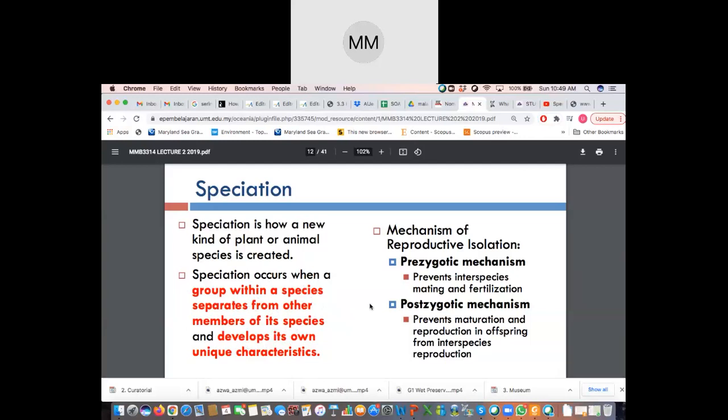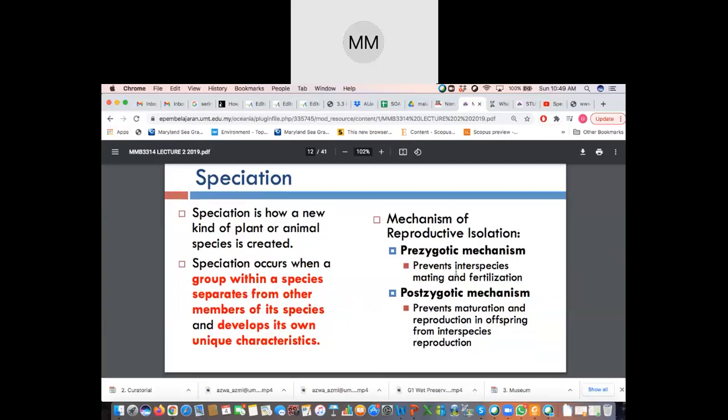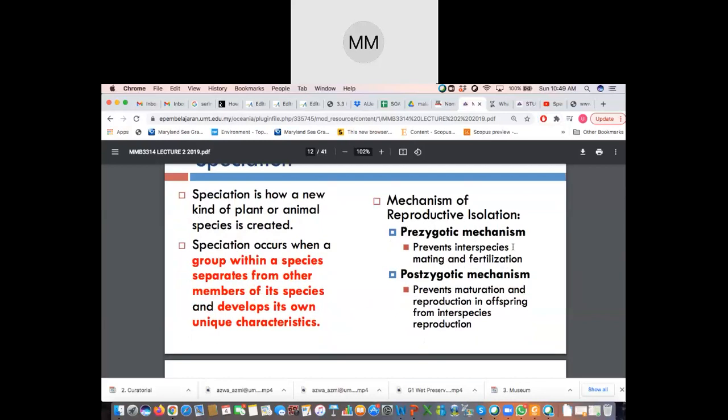Then the types of isolation that come about: the prezygotic mechanism, and you have to learn the keyword, this is referring to the zygote. So prezygotic prevents any interspecies mating and fertilization. But postzygotic is when a zygote actually forms. What happens to that? It's the prevention of maturation. The zygote is formed, but this postzygotic mechanism prevents maturation and reproduction in offspring from interspecies reproduction.